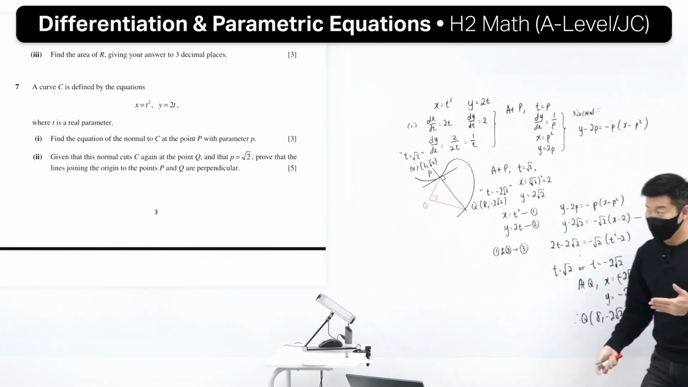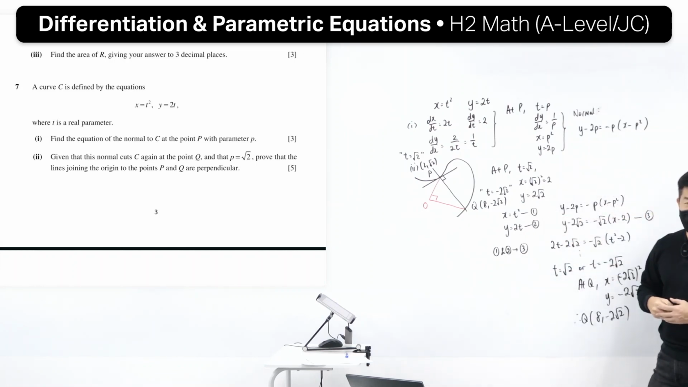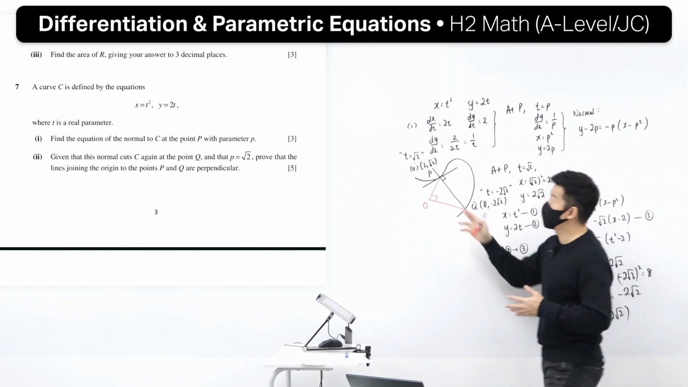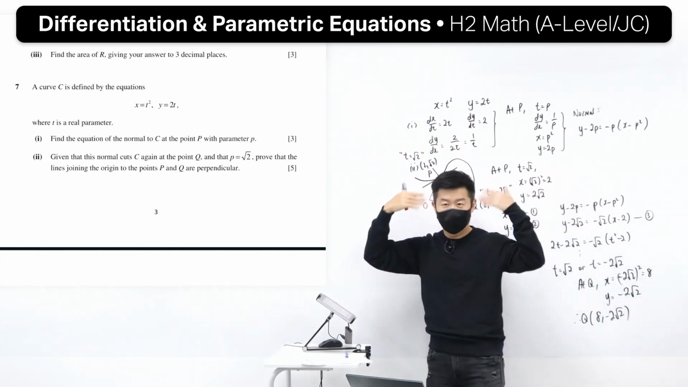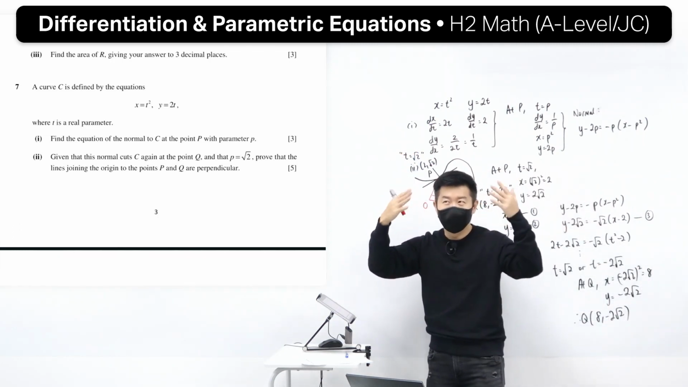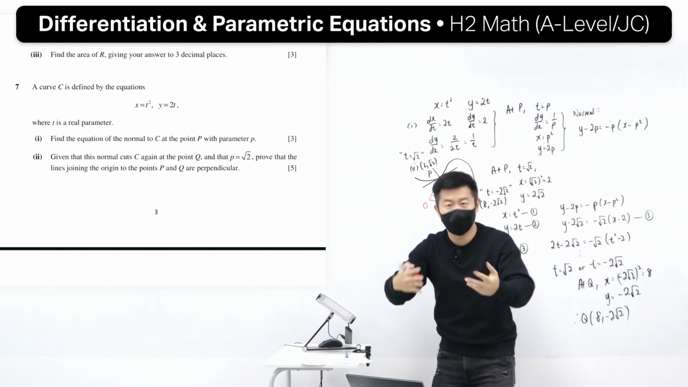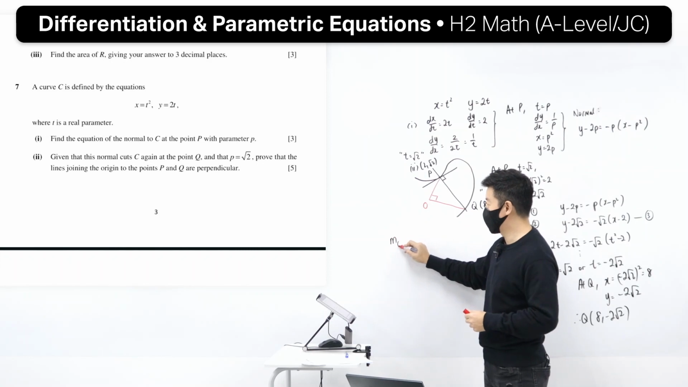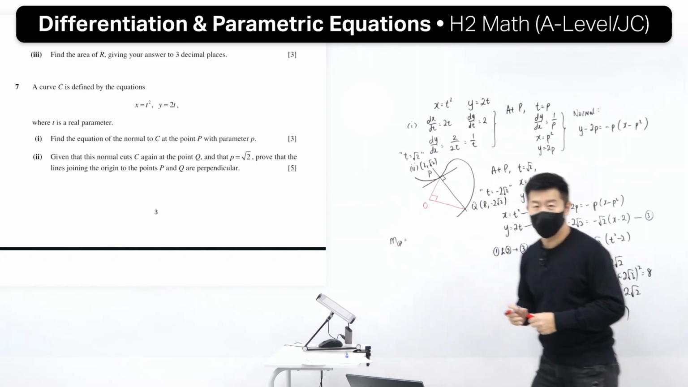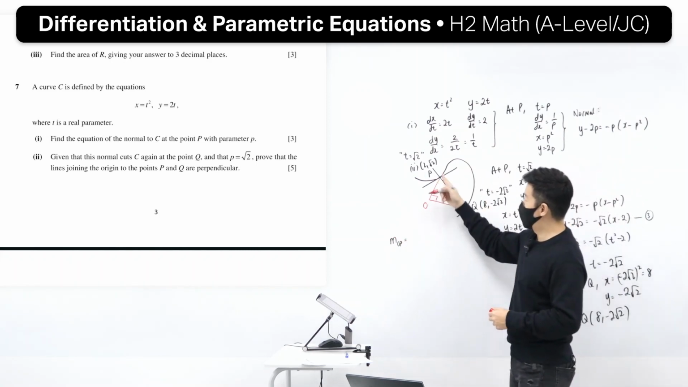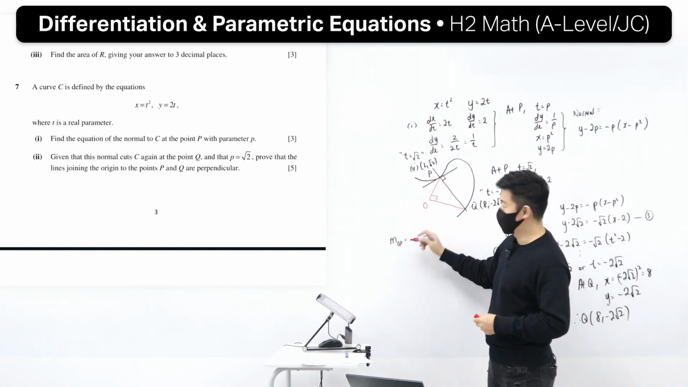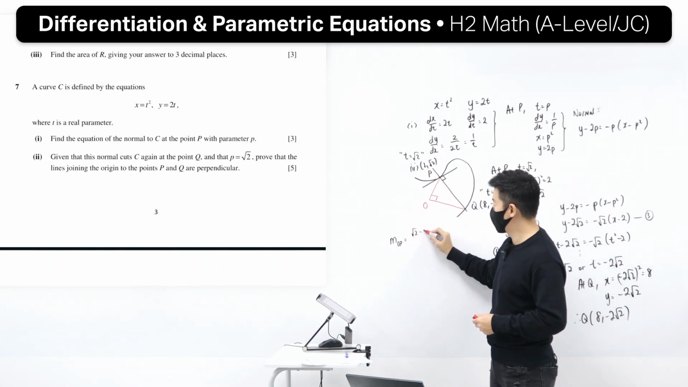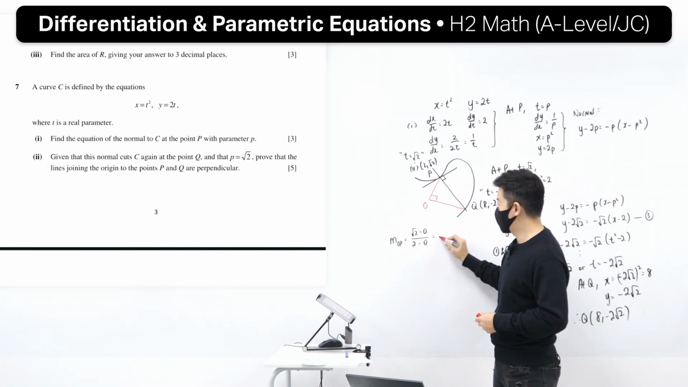I think we are almost there. We should be able to score the full 5 marks because I have already gotten myself to a place where I can just execute what I've already been practicing for. The next thing I'm going to do is find the gradient of the line that passes through O and P. O is (0, 0). So we have square root of 2 minus 0 divided by 2 minus 0. This is equal to 1 over square root of 2.